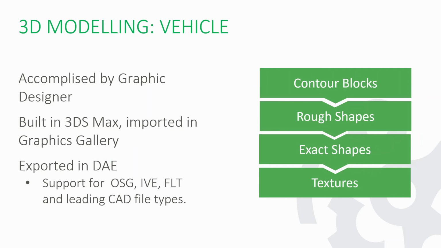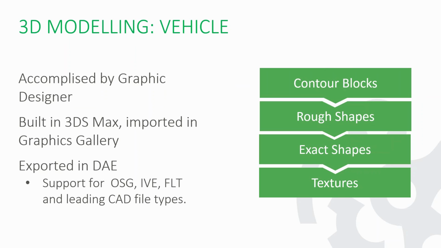Let's take a look at each stage of the process. The first one is the 3D modeling of the vehicle itself. Again, I want to remind you that even though I'm presenting them sequentially, they were actually done in parallel. That's fairly important. The modeling of the vehicle is done by the graphic designer. The vehicle itself is built in 3ds Max and imported in the graphic gallery file in Vortex. In our case, we used a DAE file format to export the model, but there's also support for OSG, IVE, FLT, and even the leading CAD file types. So if you have access to a CAD model of the vehicle you want to model, it's possible to import it if you have the proper license.